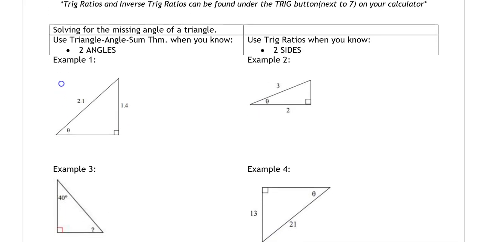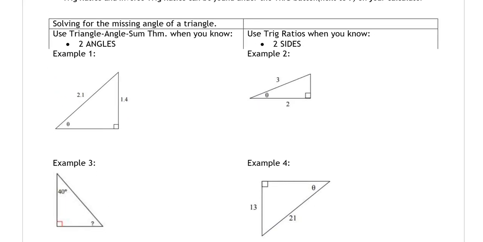All right, so now I'm going to be solving for the missing angle of a triangle. We're also going to look back at things we knew before. If I know two of my angles, then I can just use the triangle angle sum theorem, right? All the angles in a triangle add to 180. If I know two sides, then I'm going to be using our inverse trig ratios. So let's look at our first example. Right here, I know two sides of my triangle.